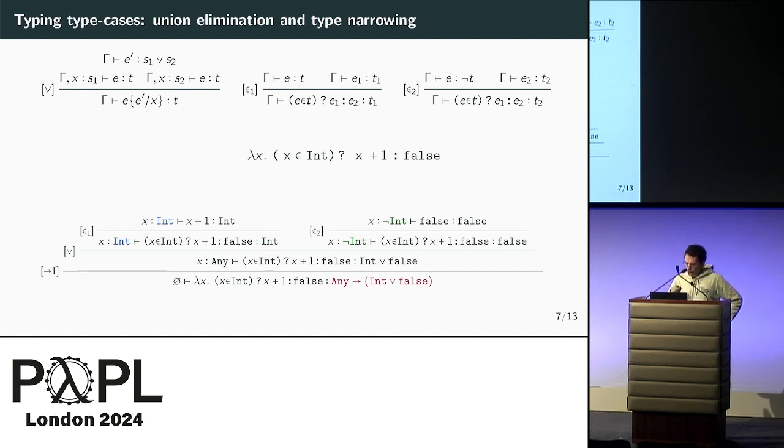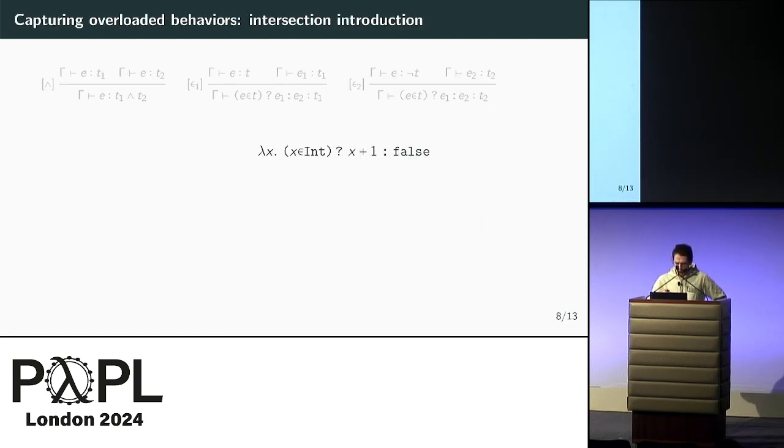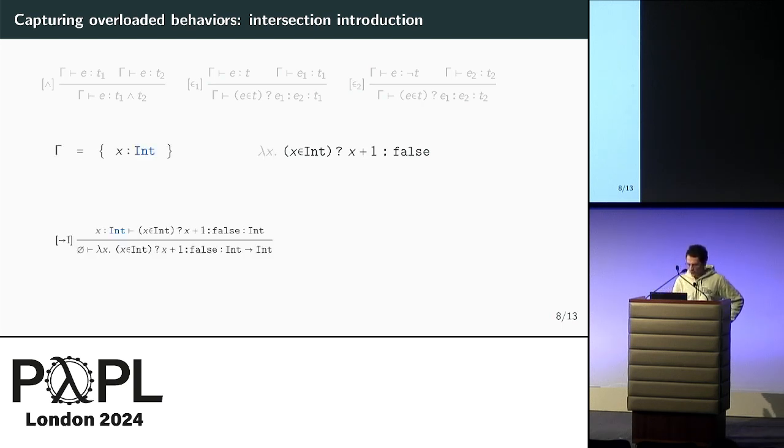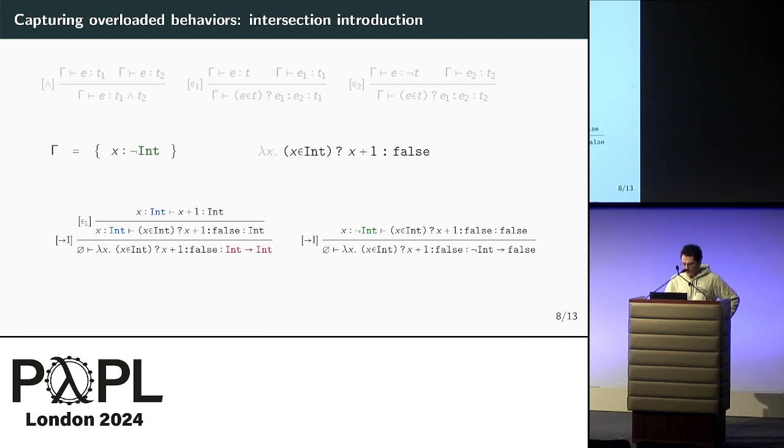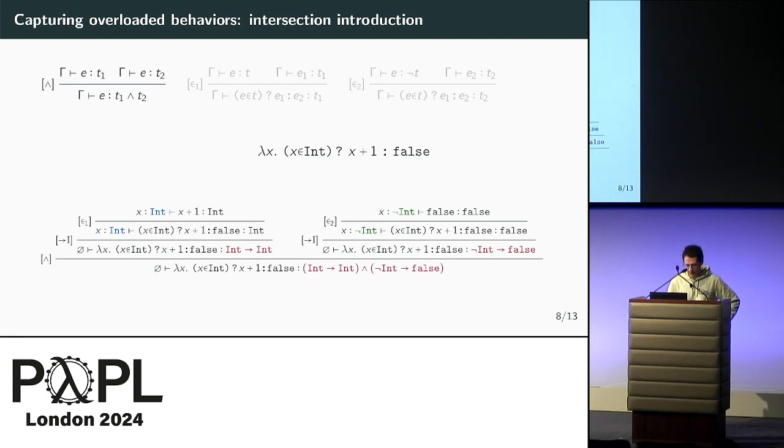But actually, there is another way to derive the type for this function, this time by using the intersection rule. So we are going to type it again, but this time we just want to type it for the domain int. So we enter the lambda and assume that x is an integer, and we can directly conclude with the first type case rule. And it yields the first type of this lambda expression, the type int to int. And now, independently, we are going to type it for the domain not int. And here, again, we can conclude directly with the second type case rule, and it yields the type not int to false. And as we have two types for the same lambda abstraction, we can combine them by applying the intersection rule.